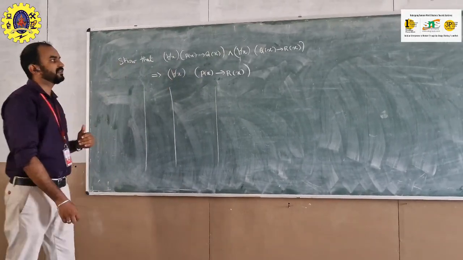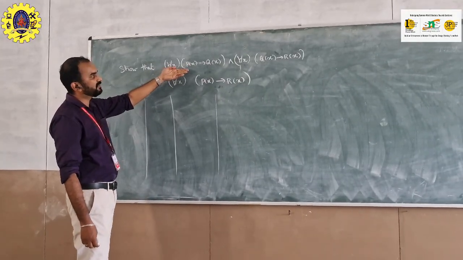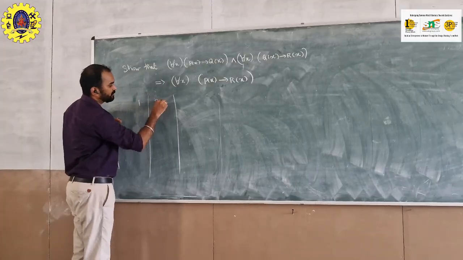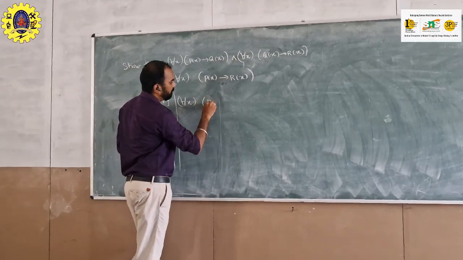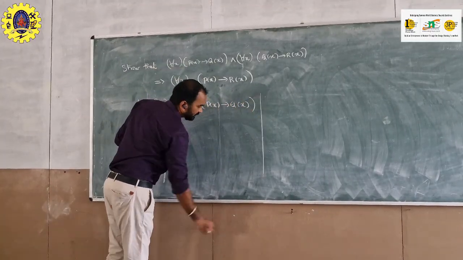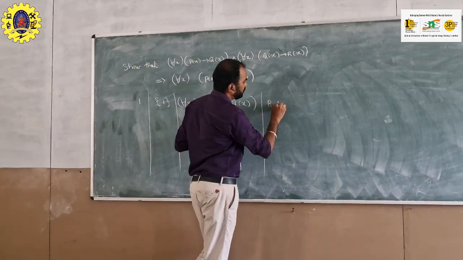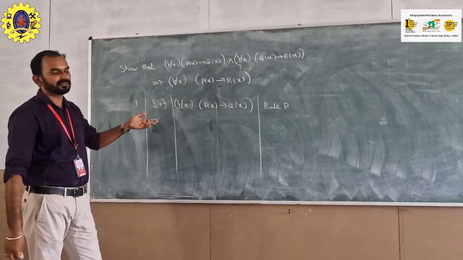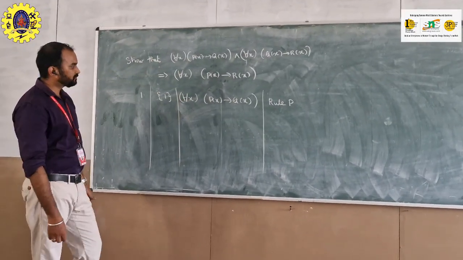First I introduce one premise. The first step is our first premise: ∀x (P(x) → Q(x)). This is our first premise. Here the rule is P, because I didn't use any formulas, it is a given premise.